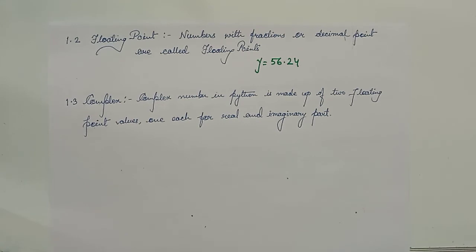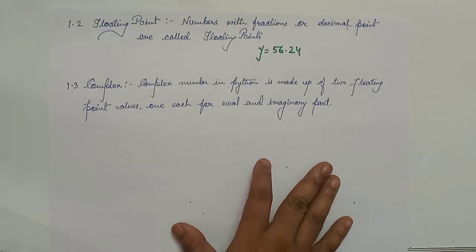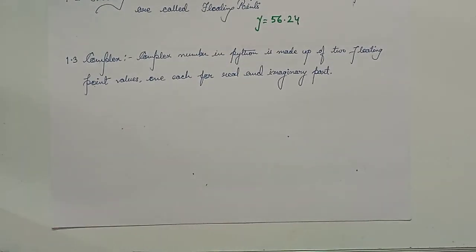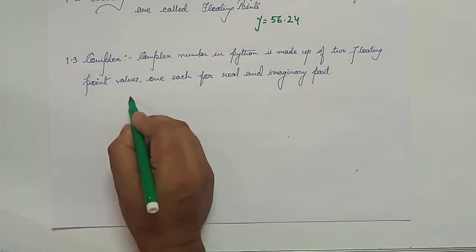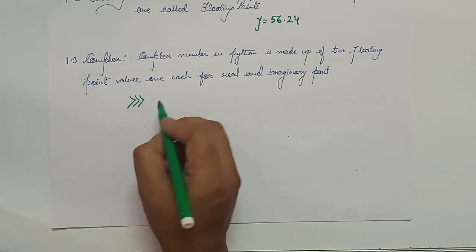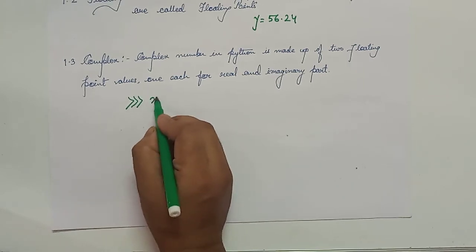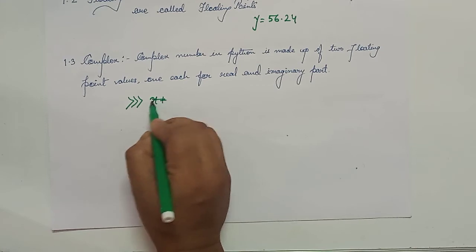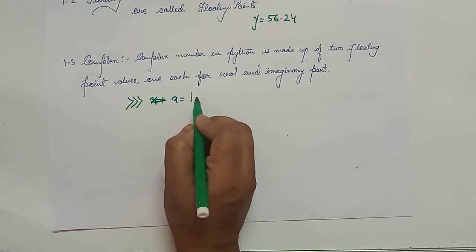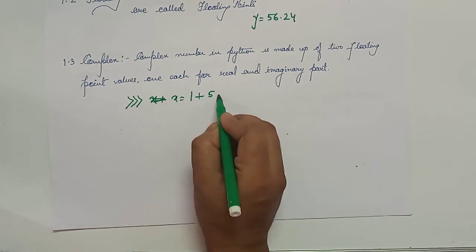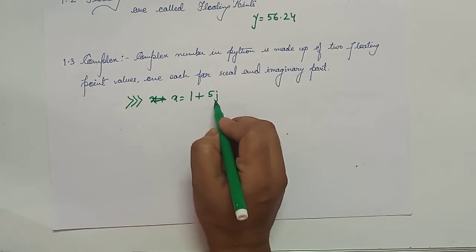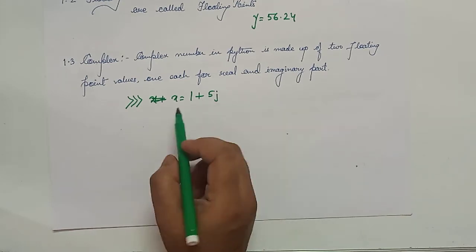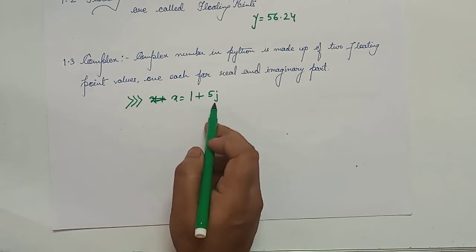Now let's talk about the complex number. Well, we know what a complex number is. A complex number is made up of two floating points, one is the real and another is the imaginary part. So how can we represent it? Let's say this is the Python shell, and here, x equals 1 plus 5j. Instead of i, we write j here. So this is a complex number.